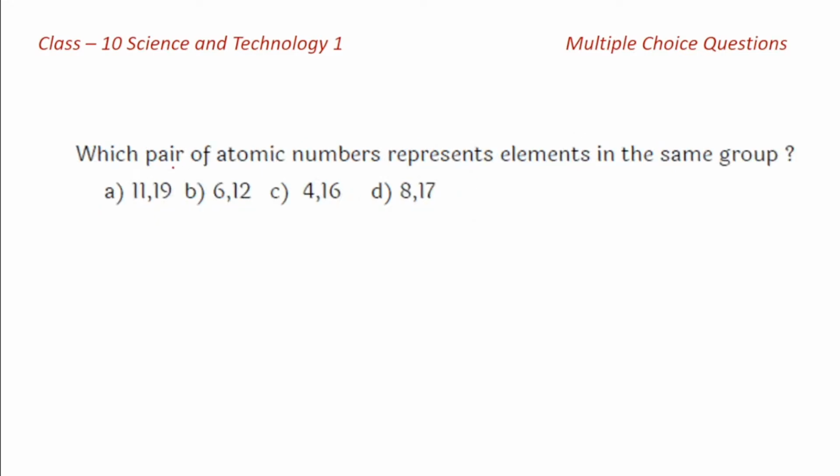Which pair of atomic numbers represents elements in the same group? 11, 19. Second option is 6, 12. Third option 4, 16 or 8, 17. Correct answer is option A, 11, 19.